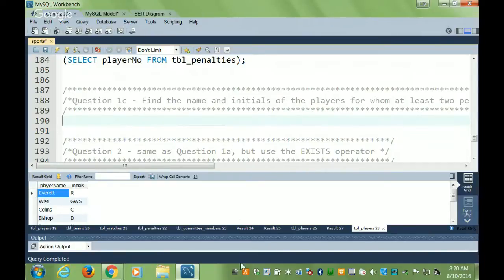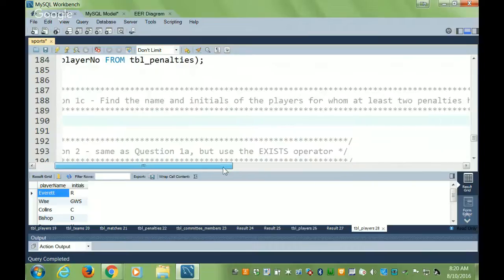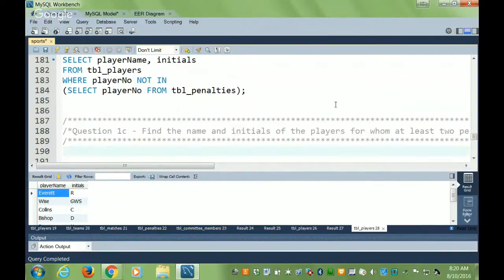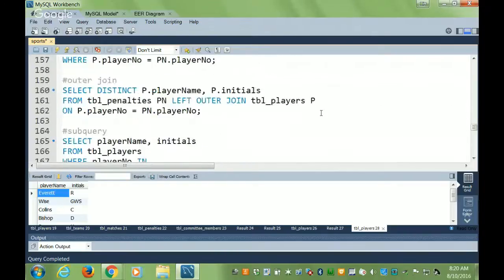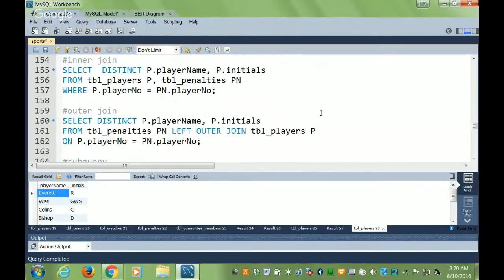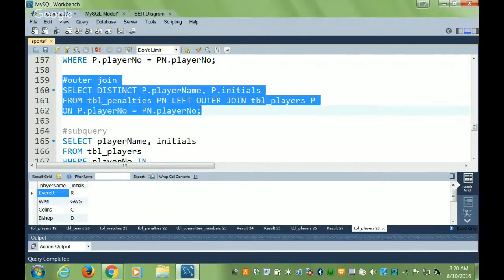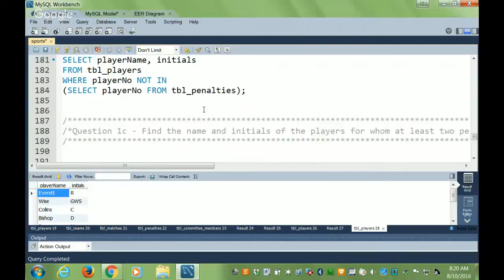Find the name and initials of the players for whom at least 2 penalties have been paid. Right? We've already found out people who have paid penalties. Remember, we did it here. We said these people have paid penalties. Now, if they have paid it, all I have to do is check whether any of them paid more than 2. So let's see. I'll pick the outer join, just because we've already said outer join is more efficient.